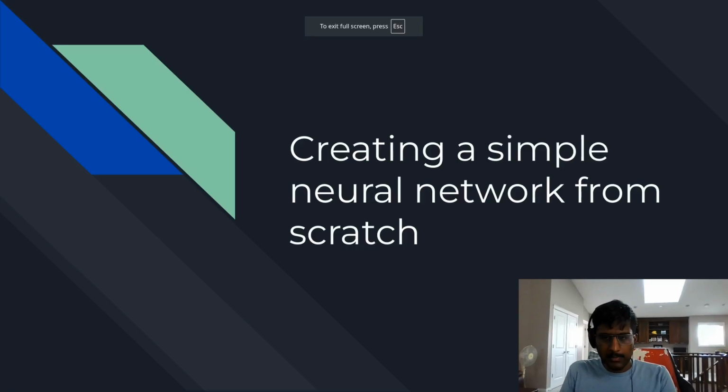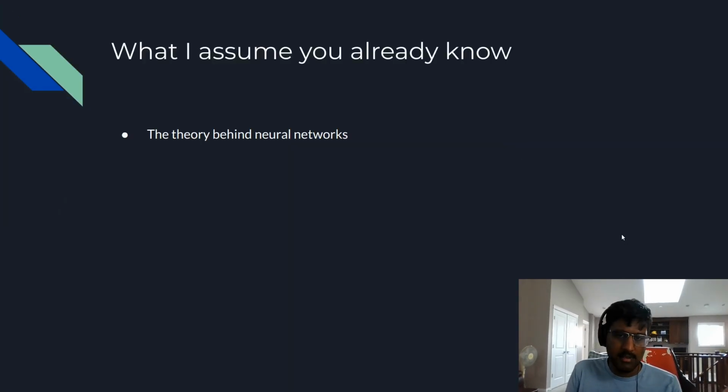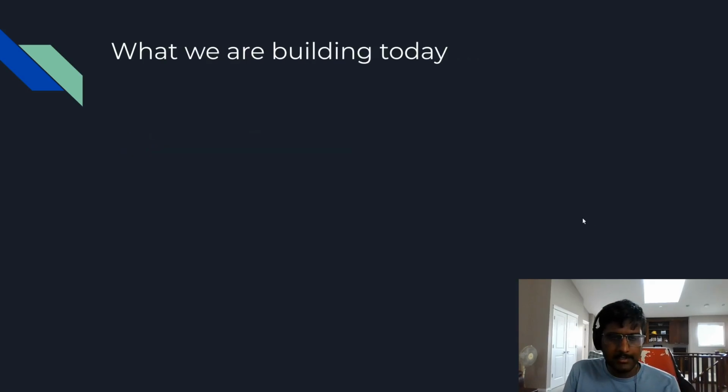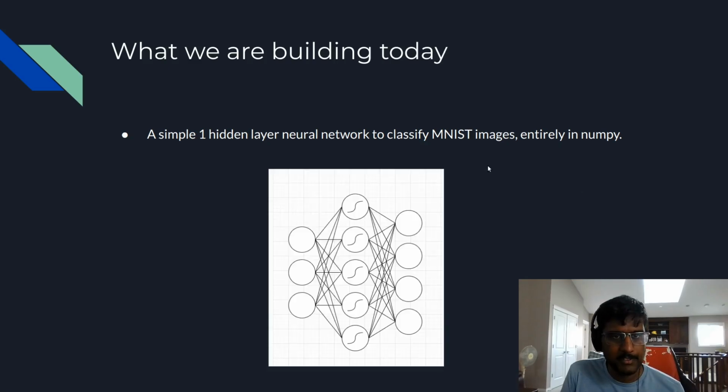Hello and welcome to this tutorial on creating a simple neural network from scratch using exclusively NumPy and no PyTorch for anything outside of the dataset. What I assume you already know before going into this is the theory behind neural networks, as well as how to use basic Python. What we're building today is a simple one-layer neural network to classify MNIST images entirely in NumPy. We're not touching PyTorch or any of that.